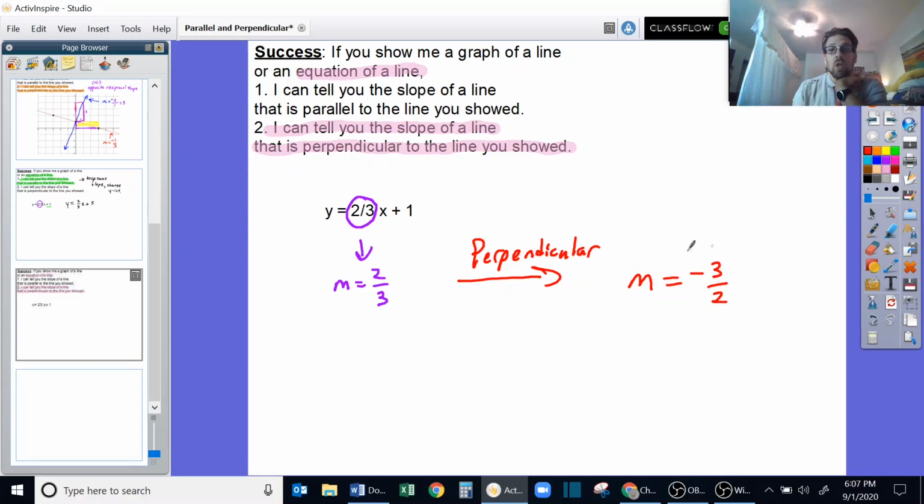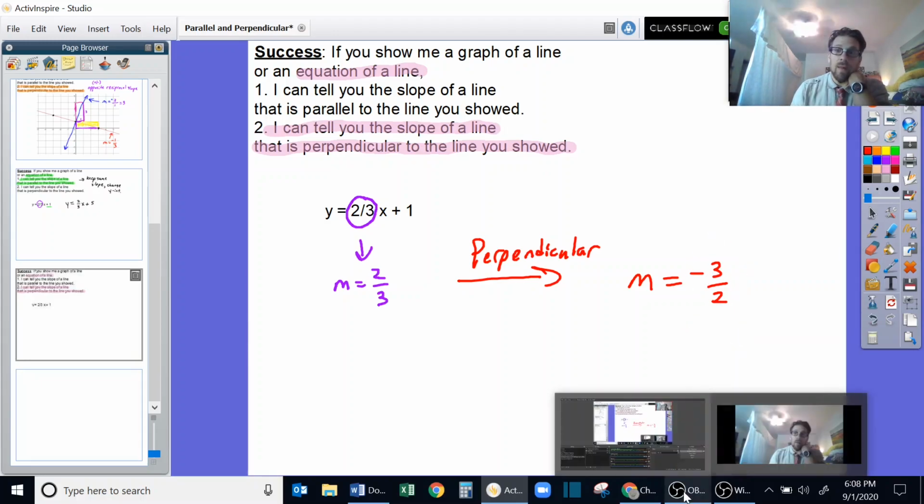So the slope of a line that is perpendicular to this line, y equals 2/3 x plus 1, would have a slope of -3/2. And I could actually make an equation that had a different y-intercept or the same y-intercept. It doesn't matter, because they just said, give me a line that is perpendicular. What's the slope of a line that is perpendicular? That's all I have to tell you today.